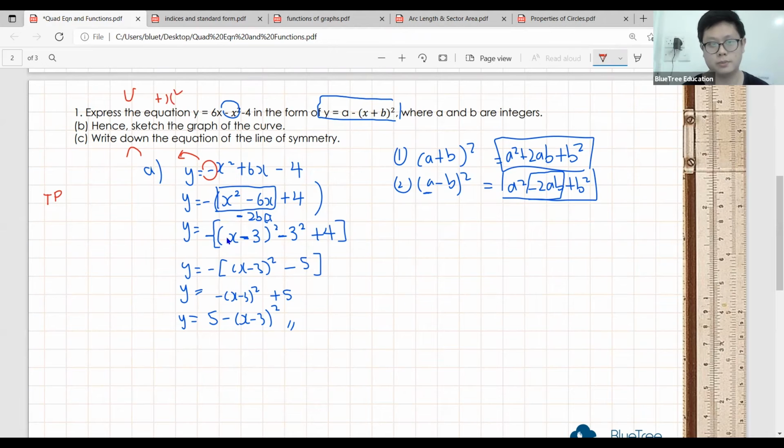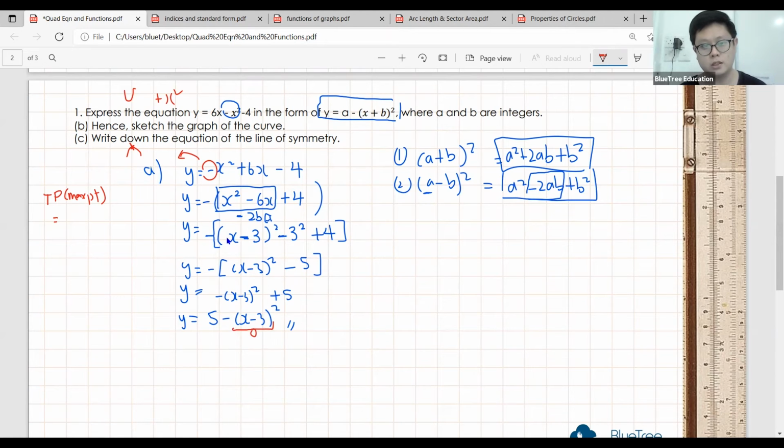So in this case, it's a frown, which means that the turning point is referring to the maximum point. I say again, the turning point is referring to the maximum point because this is a frown. You will have a highest point that the graph cannot be bigger than. So for this, how to get the turning point is to make this part, the entire bracket, become 0.